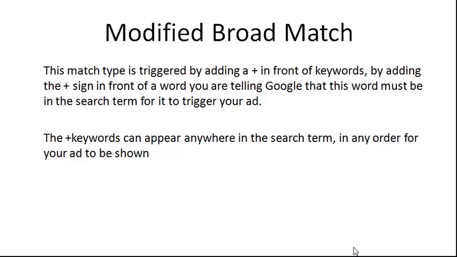The next match type we're going to look at is modified broad match. Again, this is a type of broad match. However, it gives you much more control over the search terms that your ads are going to appear for. This match type is triggered by adding a plus symbol in front of keywords. When you add the plus symbol in front of the word, you are telling Google that this word must be in the search term for it to trigger your ad. So the plus keywords can appear anywhere in the search term in any order for your ad to be shown.